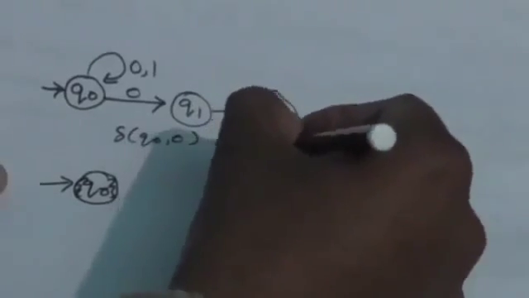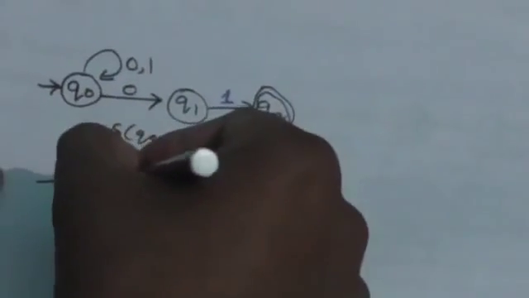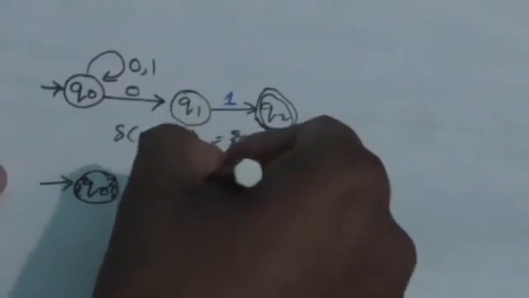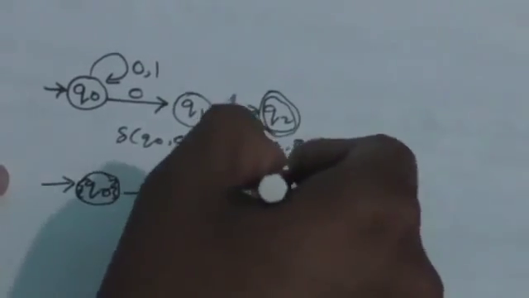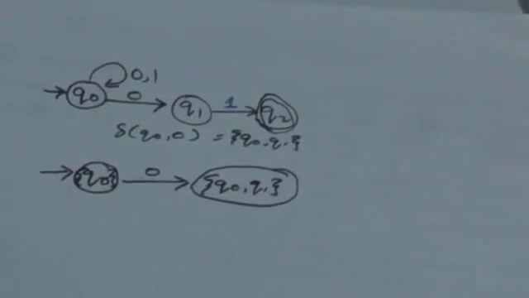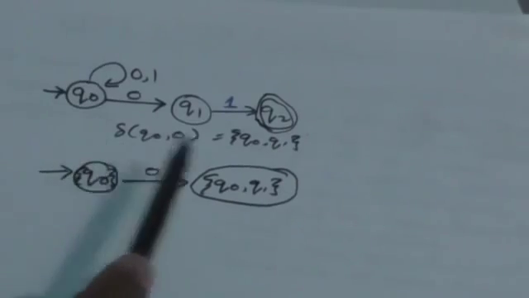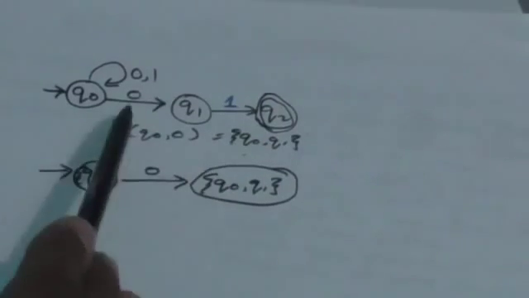So when you apply 0 to Q0, the output would be Q0, Q1, right? Then make it a single state of the DFA. Now this whole set is a single state of the DFA. And we will label this transition with input symbol 0 because in the NFA we got this set after applying the input symbol 0. So here label it with 0.